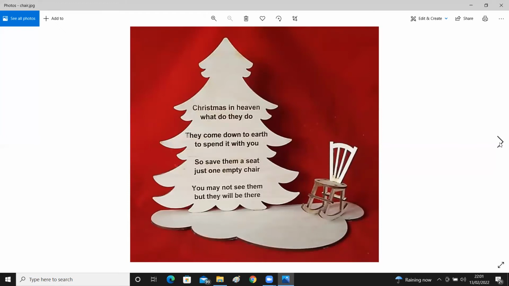Also, honoring your ancestors and beloved dead around the Christmas period. I have this decoration myself and I think it's so sweet, and I put a picture of my dad. Christmas in heaven: they come down to earth to spend time with you. Save them a seat, just one empty chair. You may not see them, but they will be there. That's really sweet. I like that decoration, and I put that on my ancestor shrine around Christmas.